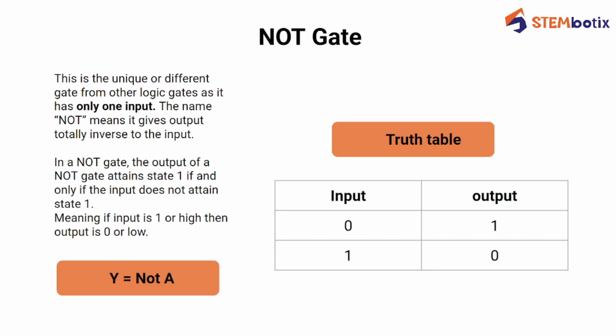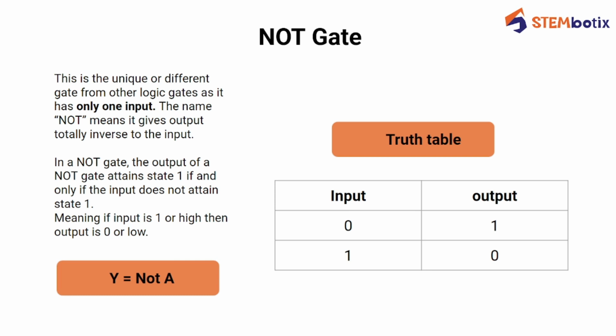Now let's talk about NOT gate. What is NOT gate? So NOT gate performs nothing but the logical NOT operation. This NOT gate is also referred to as inverse gate or also called as inverter. This is the unique gate, different from other logic gates, as it has only one input. NOT gate has only one input.